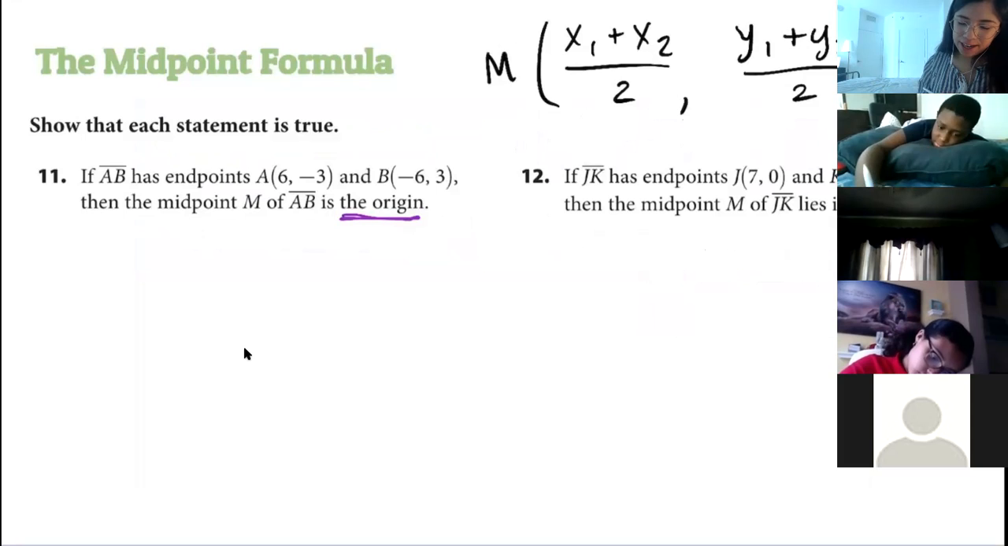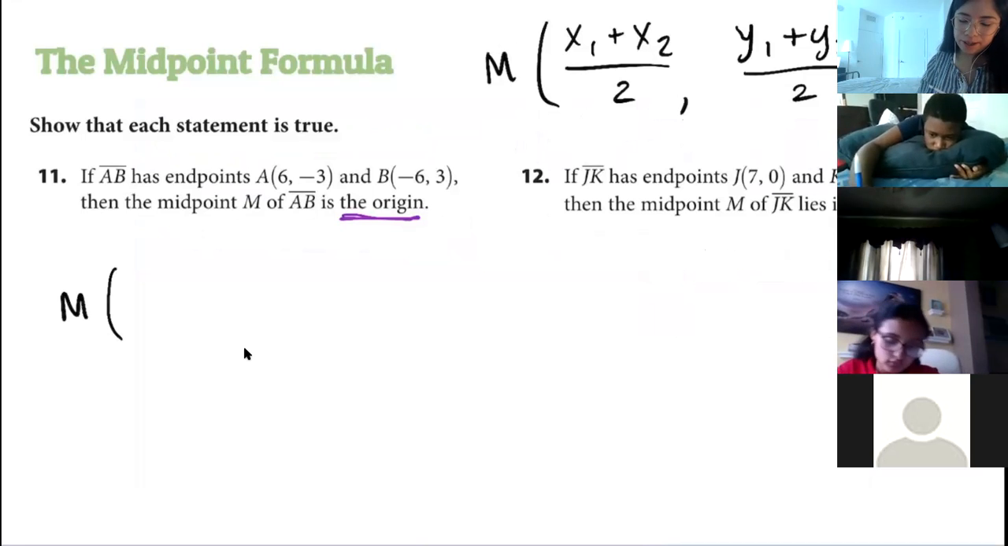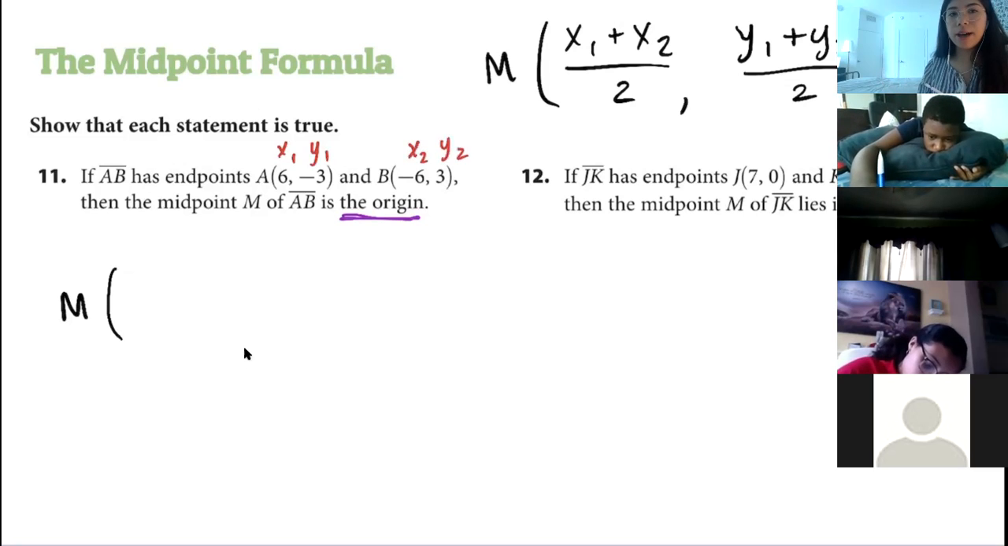Okay, so I have point A and point B. I'm going to plug these numbers into the distance formula. Sorry, the midpoint formula, my bad. So for point A, I have 6 comma negative 3. I'm going to make that my x1 and my y1. And for point B, I'm going to make that my x2, y2. It does not matter which one you choose. So you can do whichever ones you want, but for this one, I'm going to make A, x1, y1, and B, x2, y2.